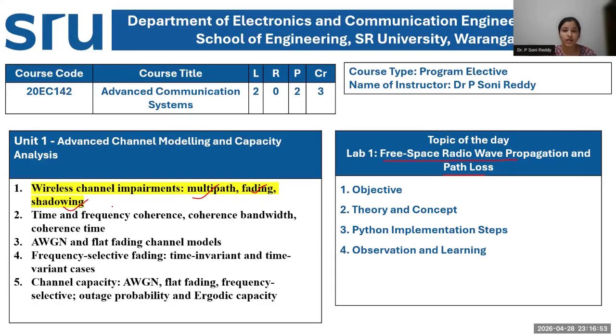And in today's lab part, we are going to discuss how to calculate the path loss for free space radio wave propagation, and we are going to use Python for doing our evaluation today. I'll briefly define the objective of today's lab session, how we are going to do this, and then we'll go to the theory and the concept, like basic formulas guiding the calculation of path loss and the free space path loss for radio wave propagation, and how we are going to implement it using Python, some implementation steps.